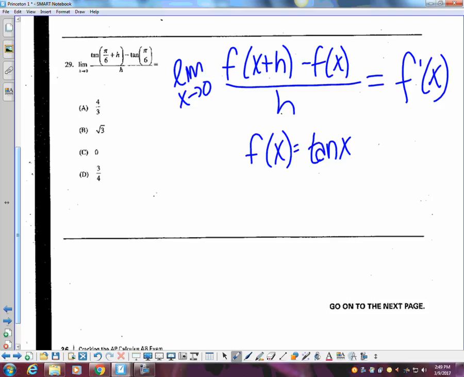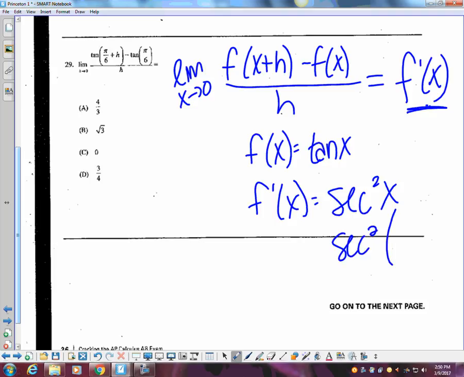Okay, but what have I not done yet? This is not f of x. This is the derivative of f of x. I need to find his derivative. Okay, can we remember this one? He's secant squared. So now I found the derivative. So now I need secant squared of pi over 6.